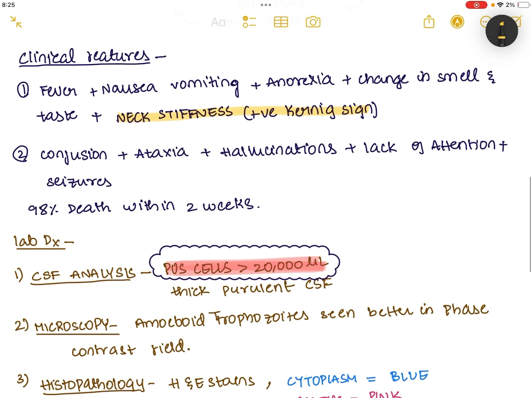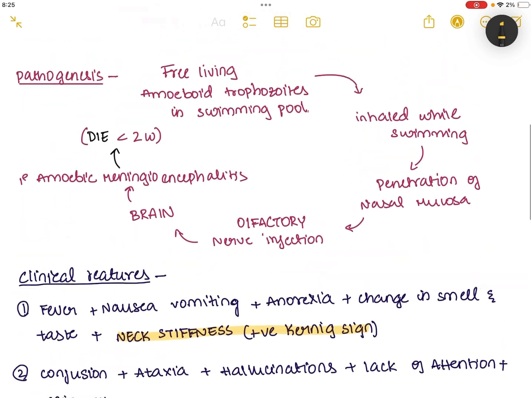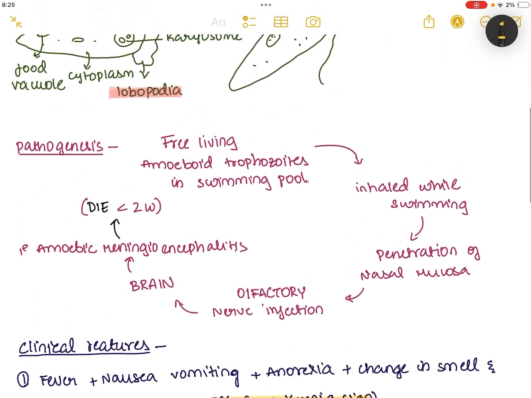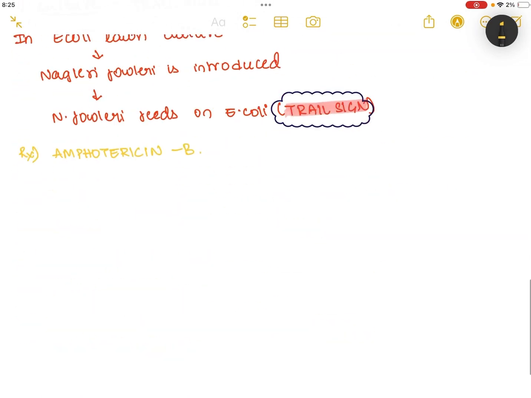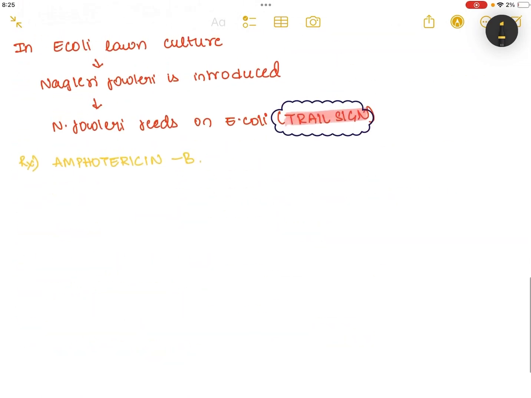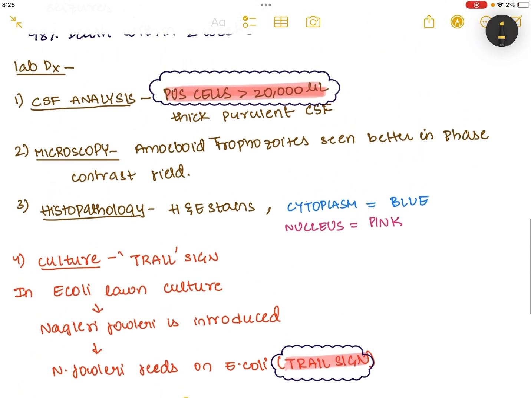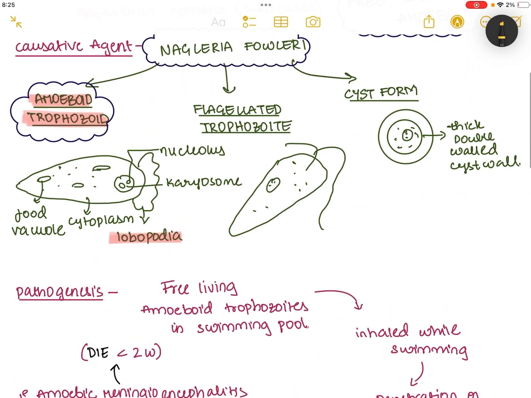and neurological symptoms and neck stiffness. So olfactory nerve infection, amoeboid trophozoite, and the lobopodia. These are the things you have to remember. The treatment you can give to this disease is amphotericin B, but death is almost certain. Within less than 2 weeks, you can see the person dying.